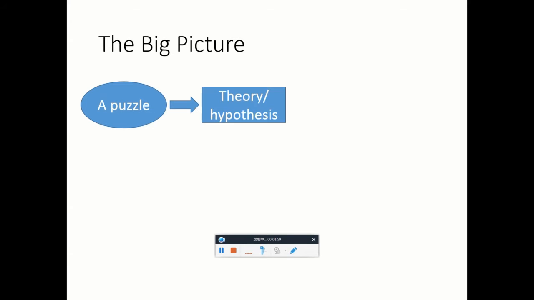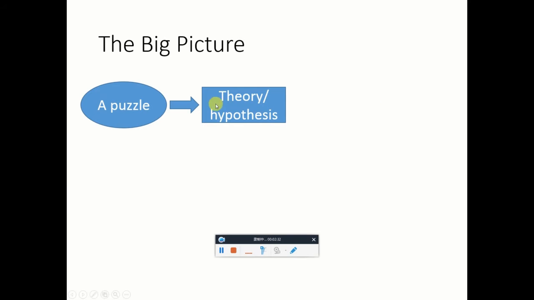In order to study this puzzle scientifically, instead of using just speculations or making wild guesses, we rely on theories and hypotheses, right? Because theories and hypotheses can guide our thinking. It's like a torch, right? Or flashlight, as Americans will call it. They can sort of direct our attention in darkness.